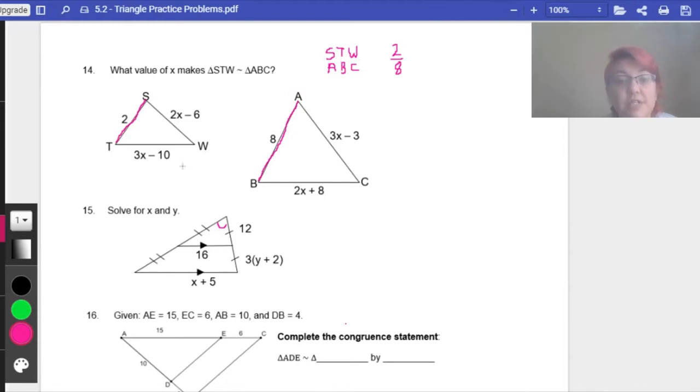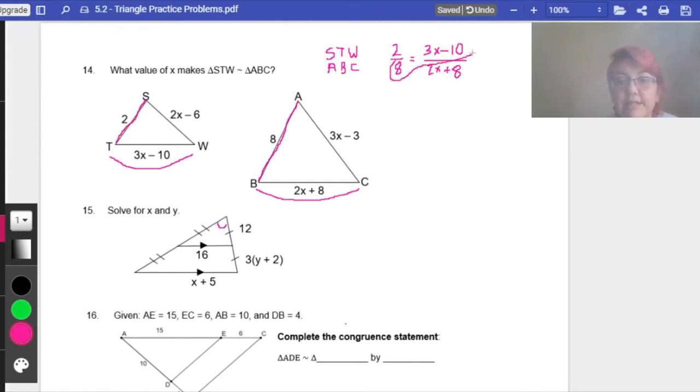So I'm going to choose TW. That's right here. So TW is going to go on top because it's from my top triangle. 3x minus 10 over, well, what matches TW? BC. And BC is here, so that is 2x plus 8. All right, let's cross multiply to solve this proportion.